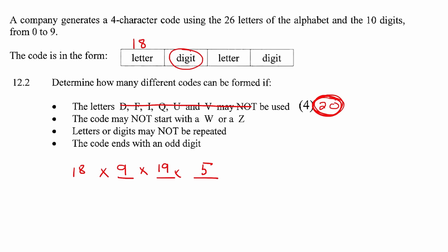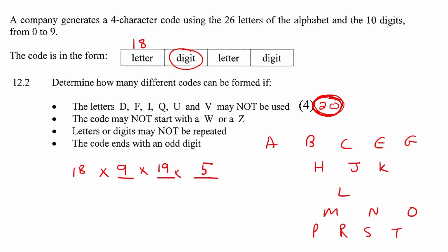Let me explain. We can use the letters A, B, C, E, G, H, J, K, L, M, N, O, P, Q. No, we're not allowed to use Q, E, U, V, and then W, X, Y, and Z. Those are the letters we're allowed to use, but we're just not allowed to use the W or the Z for the first option. That's why we crossed those out for the first option, and then we were allowed to choose from the remaining 18 letters. So let's say we chose an A.